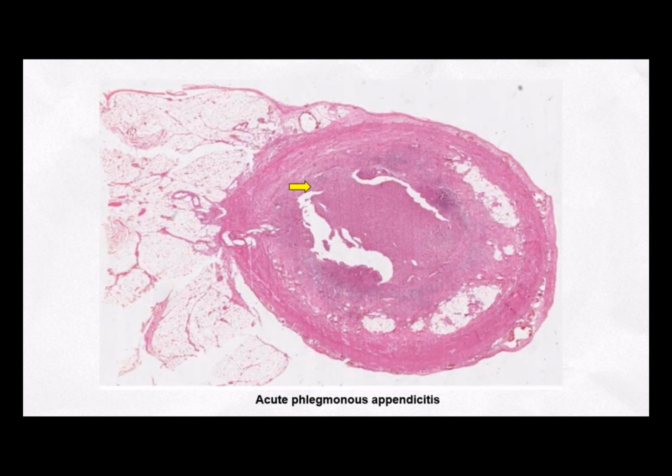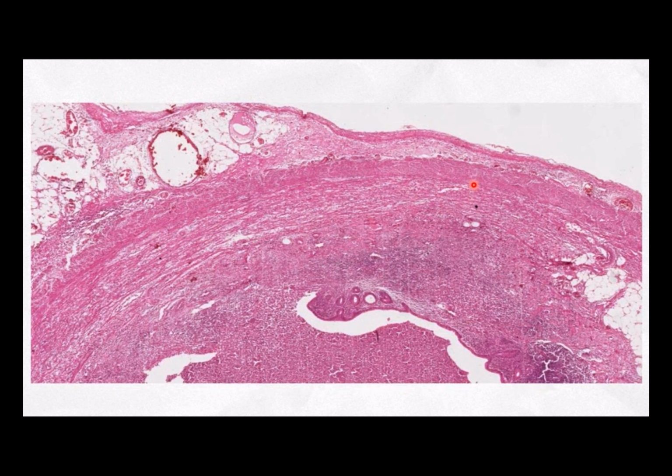This image shows a cross-section of acute phlegmonous appendicitis. At low power, we can find that part of the mucosa is necrotic, and the lumen is filled with inflammatory exudate. This picture shows the wall of the appendix. The wall of the appendix is composed of mucosa, submucosa, muscular layer, and serosa. All the layers are hyperemic and markedly swollen. The mucosa here shows erosion.